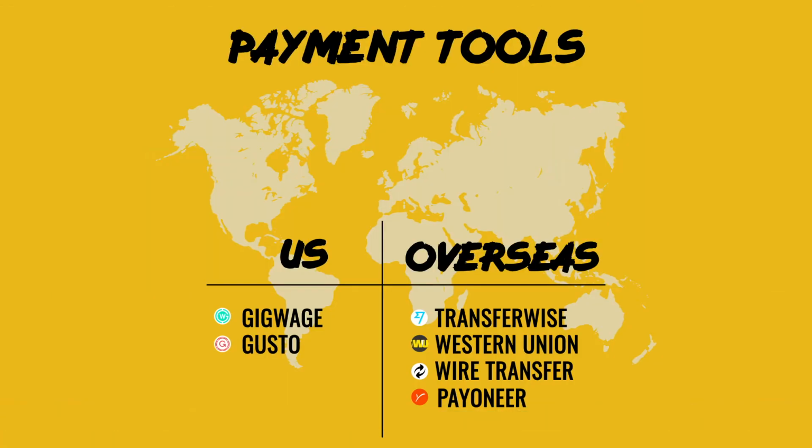Now, the very last thing I'll mention really quickly is we also use Gusto to pay our US employees. So an employee is a little bit different than a contractor. We found their software has been really great to work with. They also allow you to pay contractors, but the fees are a little bit higher. So we've just been sticking with Gigwage to pay all of our contractors.